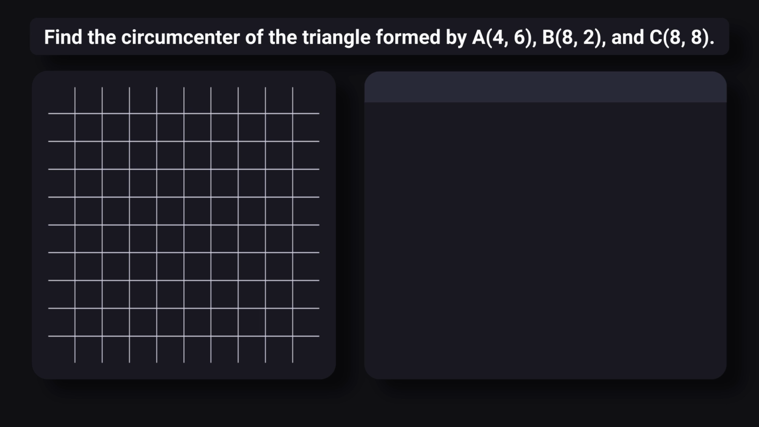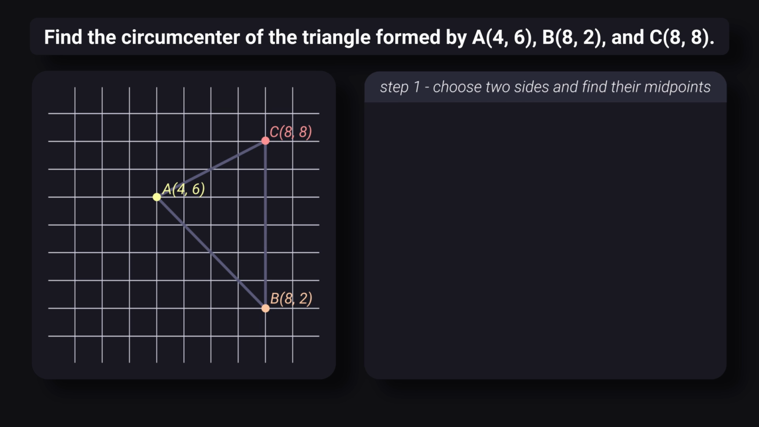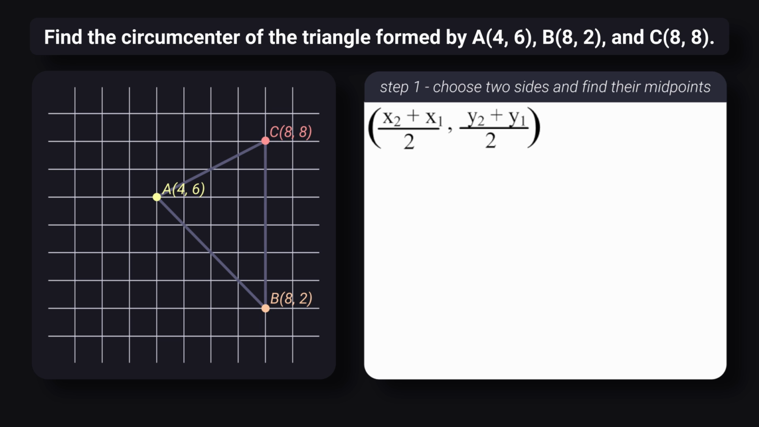Alright, so our problem tells us that we need to find the circumcenter of a triangle composed of 3 points, A, B, and C. Let's begin with our first step, which is to find the midpoints of 2 sides on the triangle. These midpoints will be important later for when we plug them into point-slope form. Alright, so to find the midpoint, we actually need to use something called the midpoint formula, and it's right here.